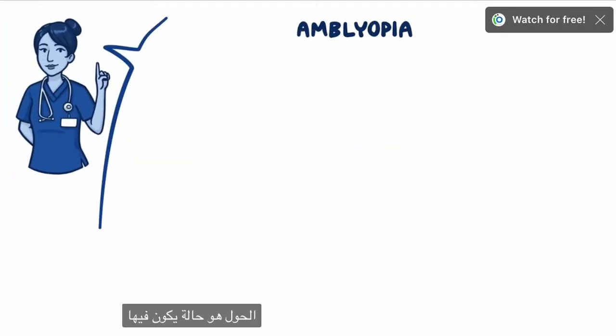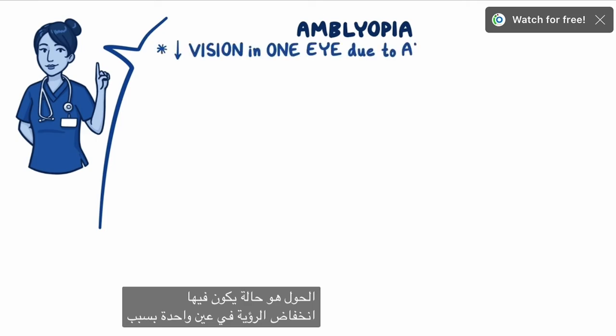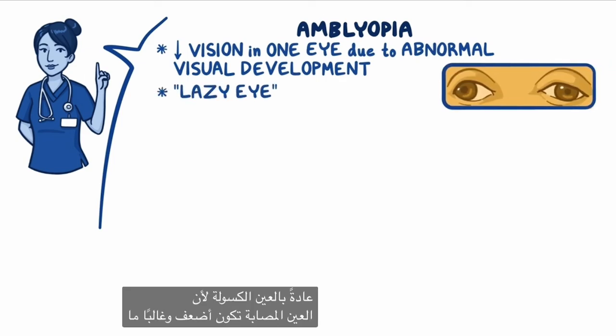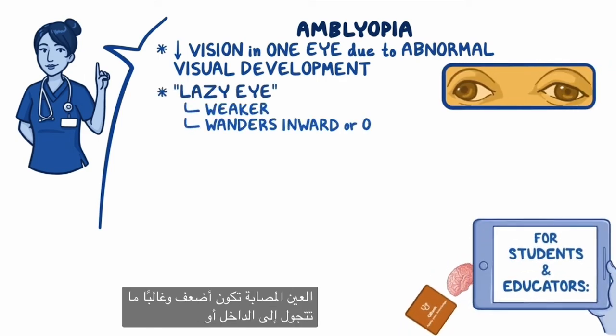Amblyopia is a condition in which there's reduced vision in one eye due to abnormal visual development. Amblyopia is commonly referred to as lazy eye because the affected eye is weaker and often wanders inward or outward.